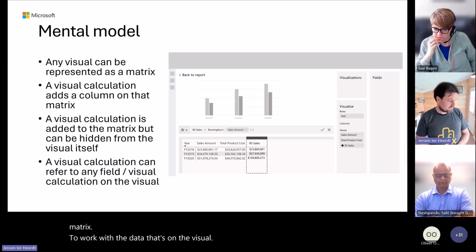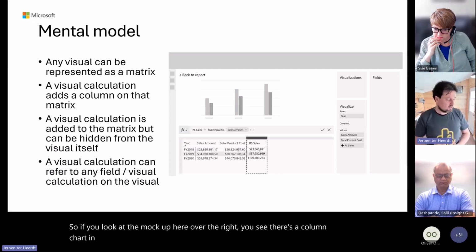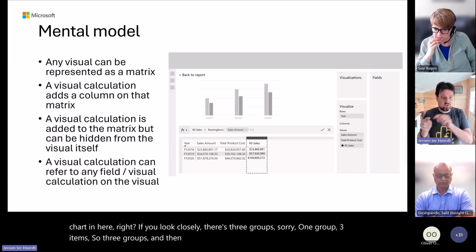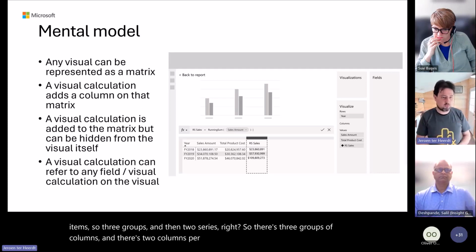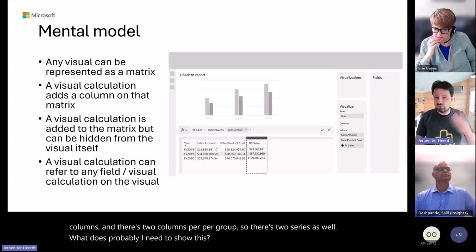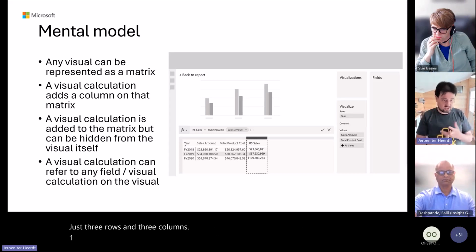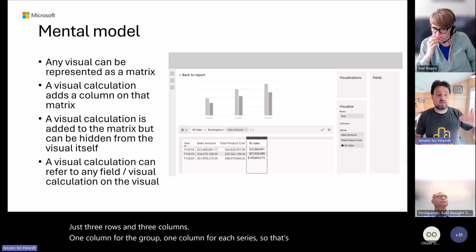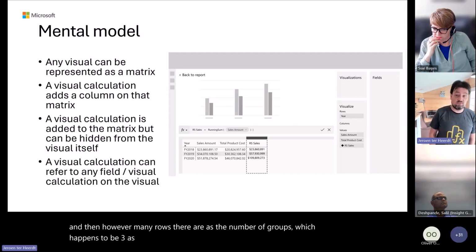So if you look at the mock-up here over on the right, you see there's a column chart in here, right? If you look closely, there's one group, 3 items, so 3 groups, and then 2 series, right? So there's 3 groups of columns, and there's 2 columns per group, so there's 2 series as well. What does Power BI need to show this? Well, just 3 rows and 3 columns. One column for the group, 1 column for each series, so that's 3 columns, and then however many rows there are as the number of groups, which happens to be 3 as well. And that's the only thing that Power BI needs.